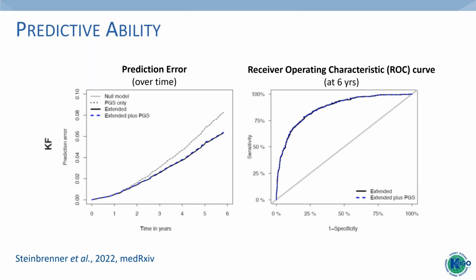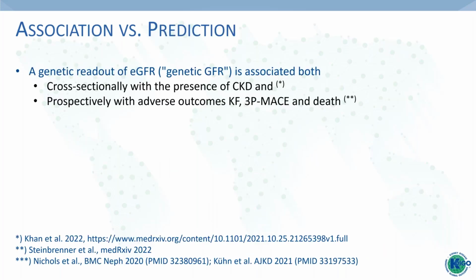A model with a higher area under the ROC curve is better as you get more sensitivity for the same specificity. In this case, the ROC curve does not significantly improve when adding the PGS to the extended model. Thus, adding the PGS to the prediction model does not reduce the prediction error. How can this be? What can we learn from these data?